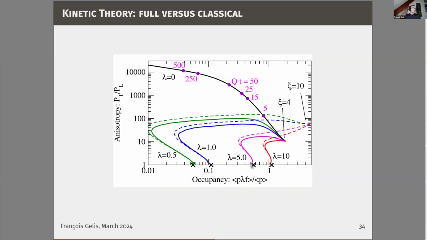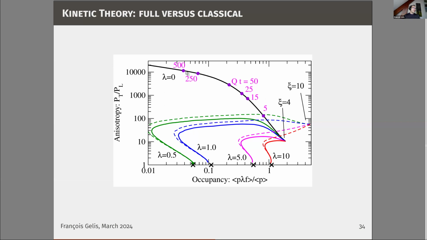This was seen by Kurkela and Zhu in 2015, I think. The plot comes from their paper. Here, when you follow these lines, it's like following the time evolution of the system. On the vertical axis, you have the anisotropy measured by the ratio of the transverse to longitudinal pressure. On the horizontal axis, you have a number that characterizes how large the occupation number is. Let's look only at the solid lines. The initial condition is here, and the lambdas are various couplings.